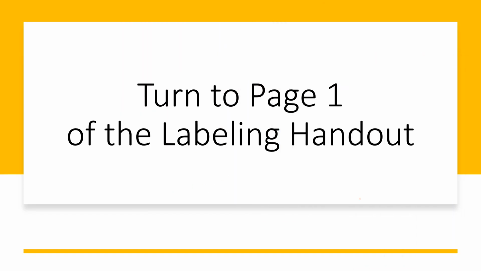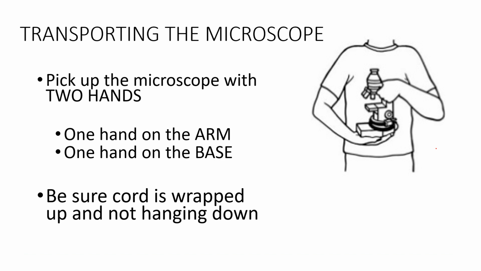So we're on page 1 of the labeling handout. It should say page 1 at the bottom of the page. And the first thing we're going to take a look at is how to carry the microscope. You do want to use 2 hands to carry the microscope. You're going to have one hand on the arm of the microscope and the other hand on the base of the microscope. You're going to make sure that the cord is wrapped around and not dangling on the bottom.